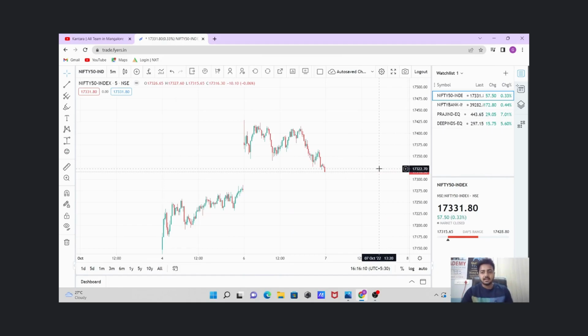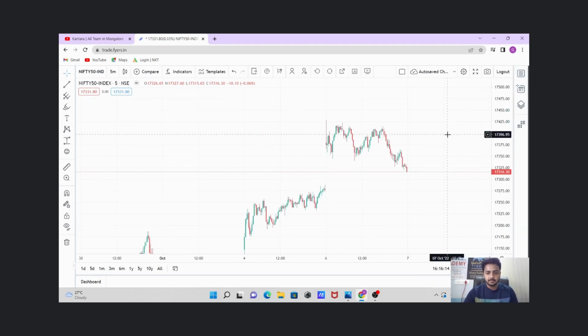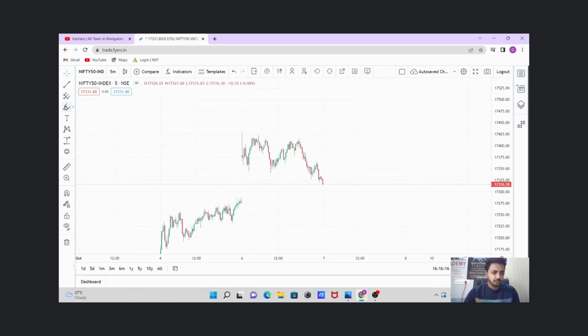So we'll be discussing Nifty, Bank Nifty and a few stocks. First, we'll discuss Nifty. Nifty all throughout the day was in the same range. It faced resistance at 17,420 levels and had a bottom at 17,350 levels. At the fag end of the day, the market broke the support, took a retest and started a downtrend. As of now, Nifty is looking a little bearish.